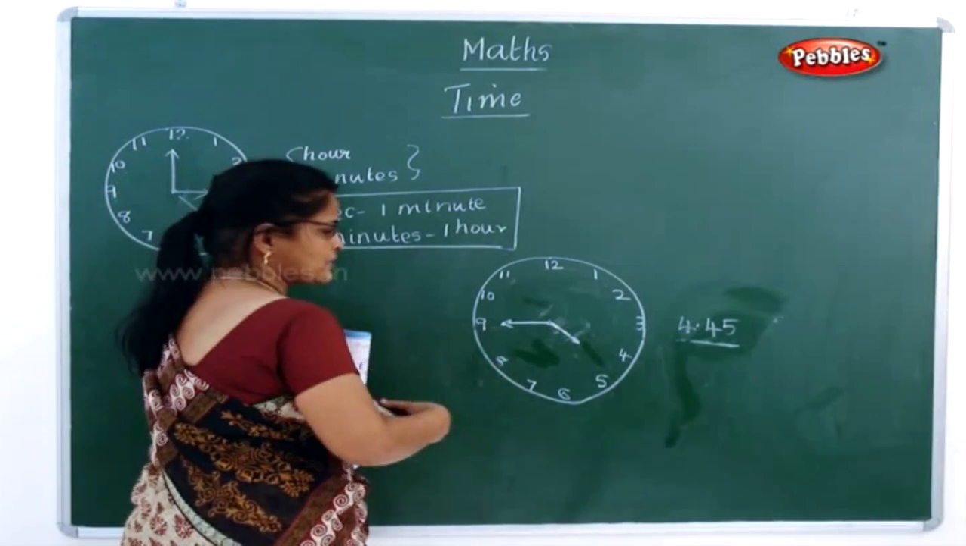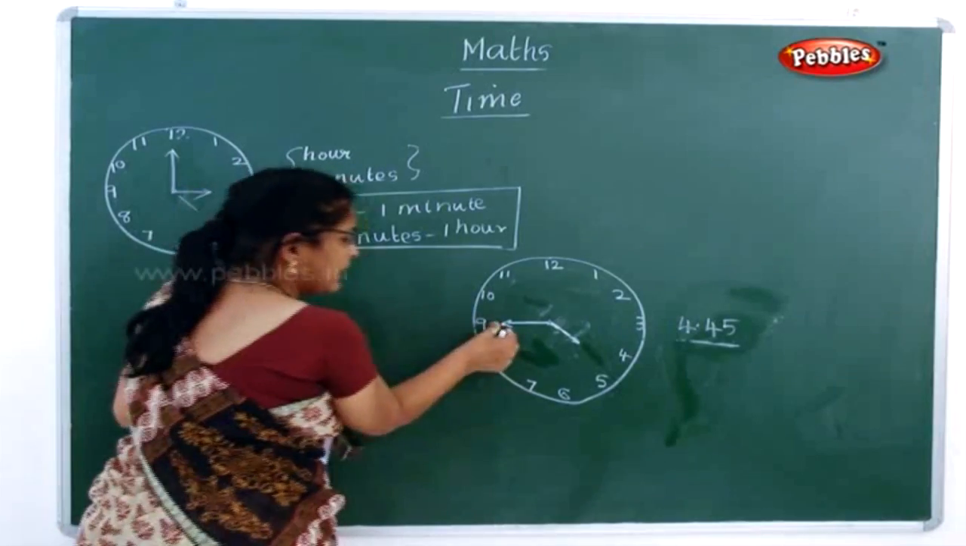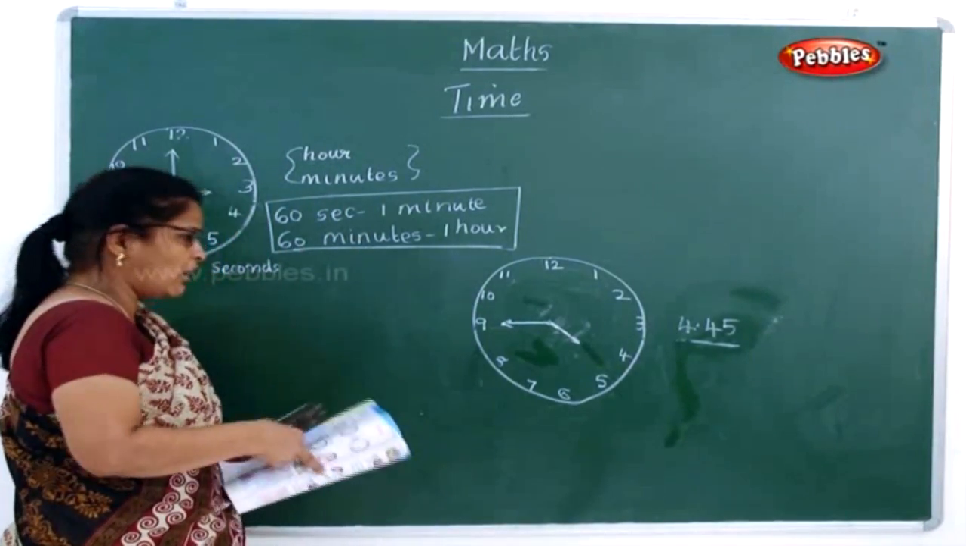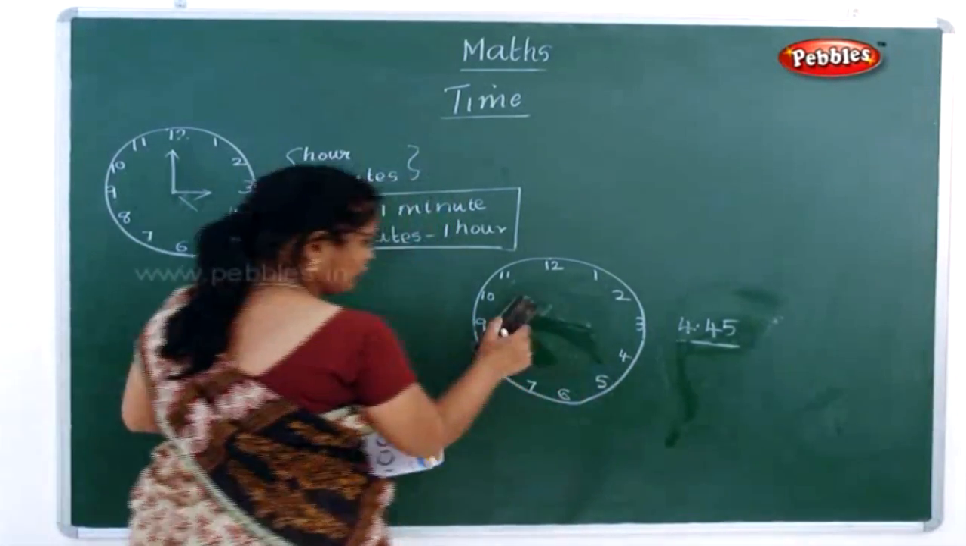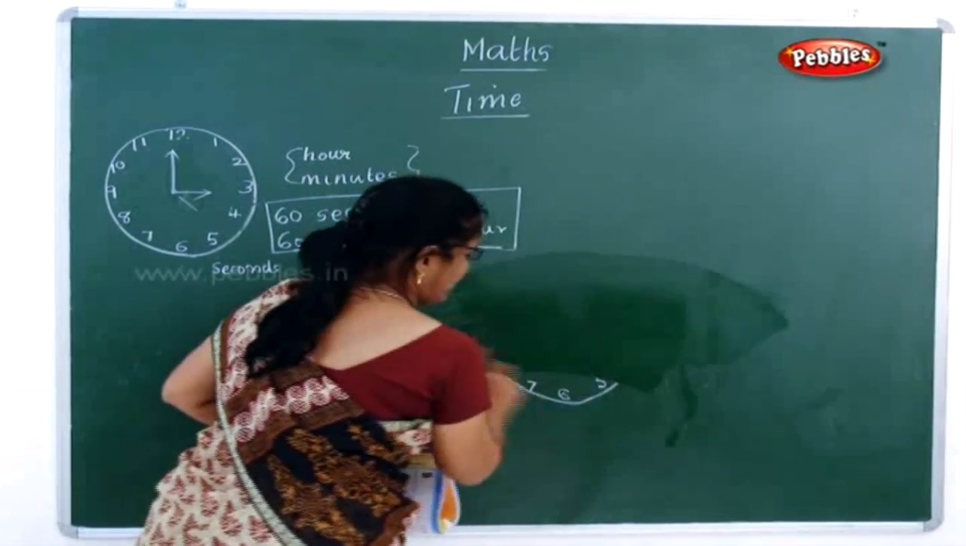So is it clear with the watches? The small hand represents the hour and the big hand represents the minutes. Are you clear with this? Now you are able to understand the clock, the hands of the clock and the time. With the hands of the clock, you are able to find out the time.